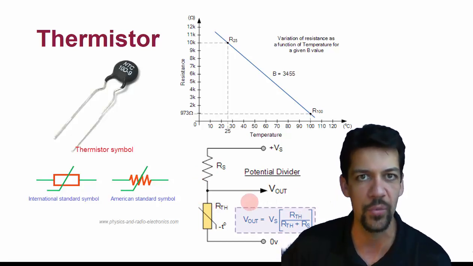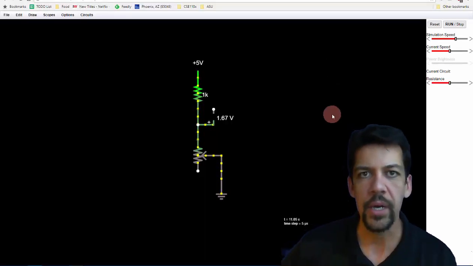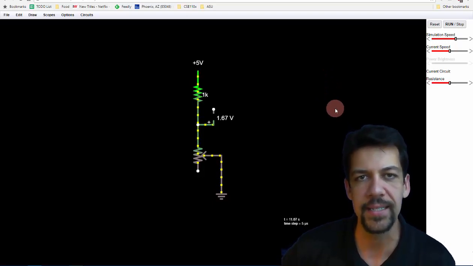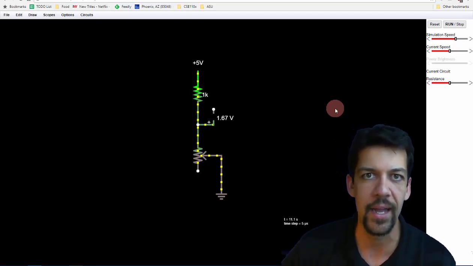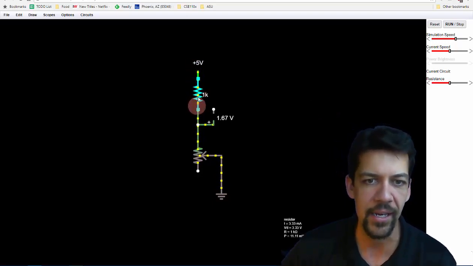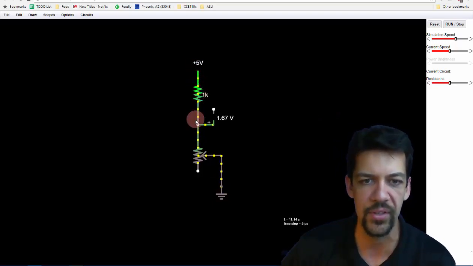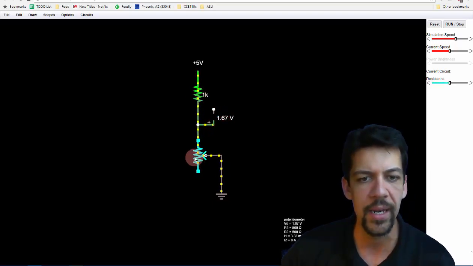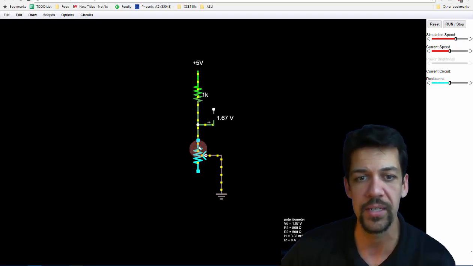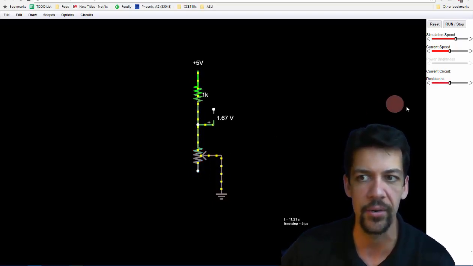Let's look at how this works in practice. Here I've got a circuit set up that simulates the behavior of our thermistor in line with our circuit. I've got a regular reference resistor, a tap at the middle with a voltage measurement on it, and a variable resistor. This variable resistor is going to act like our thermistor.